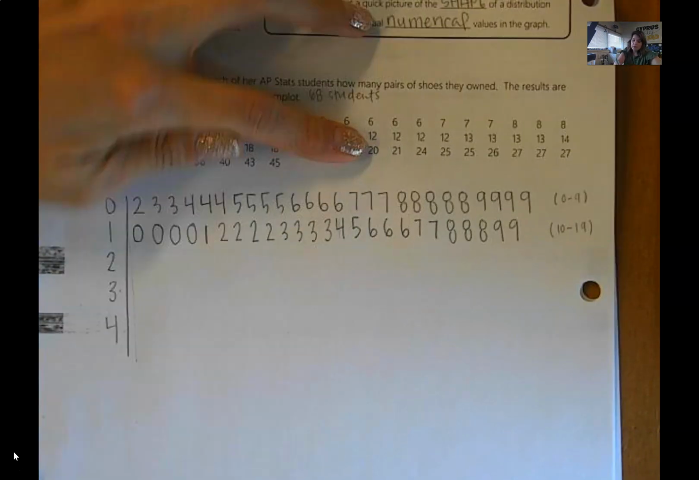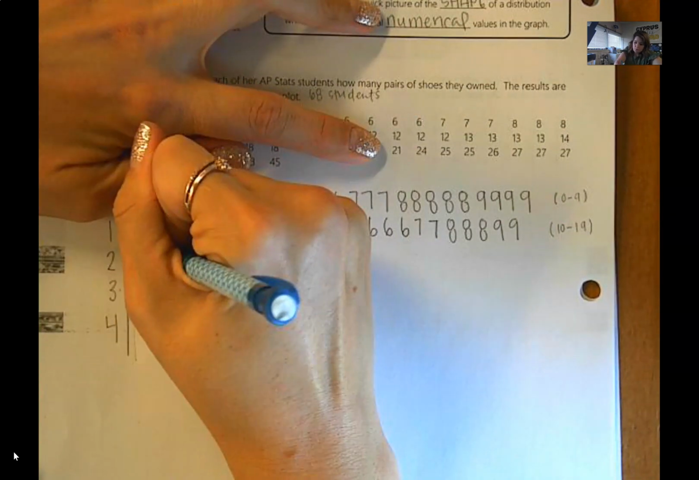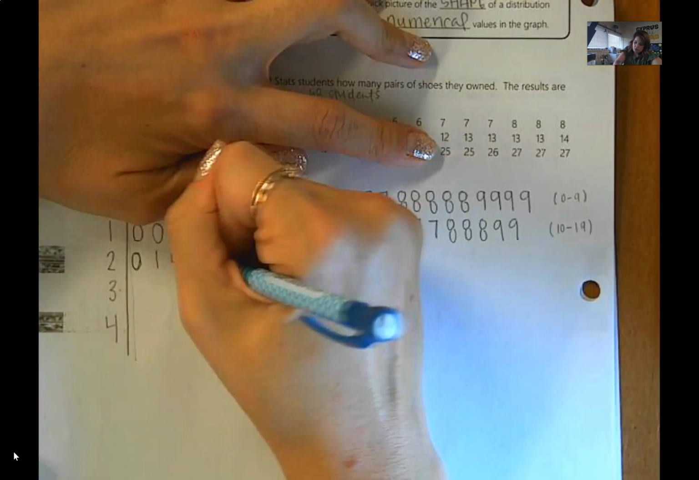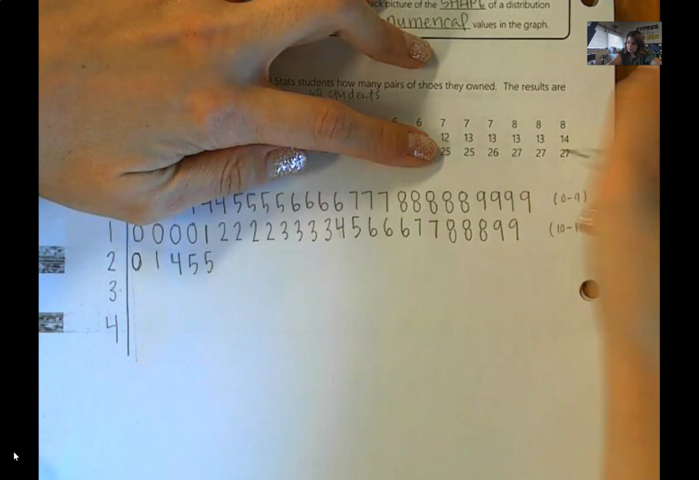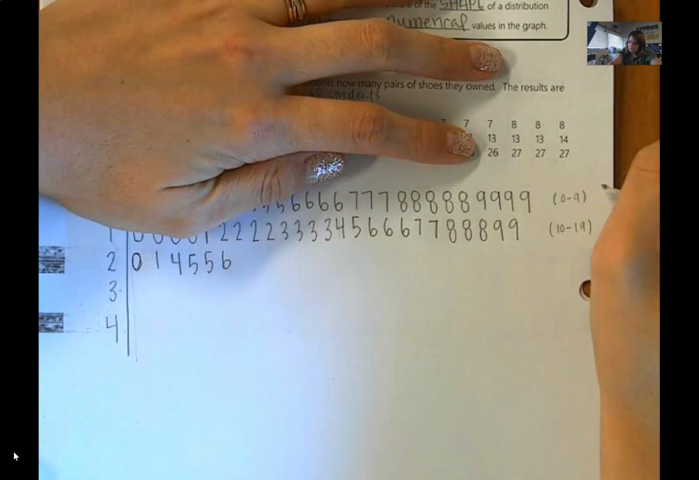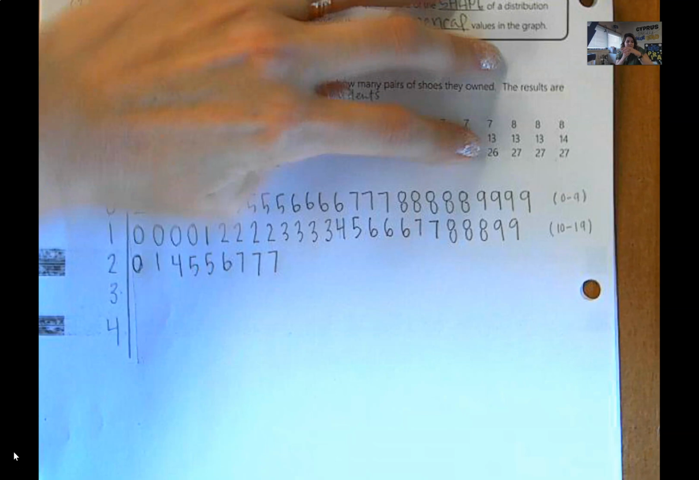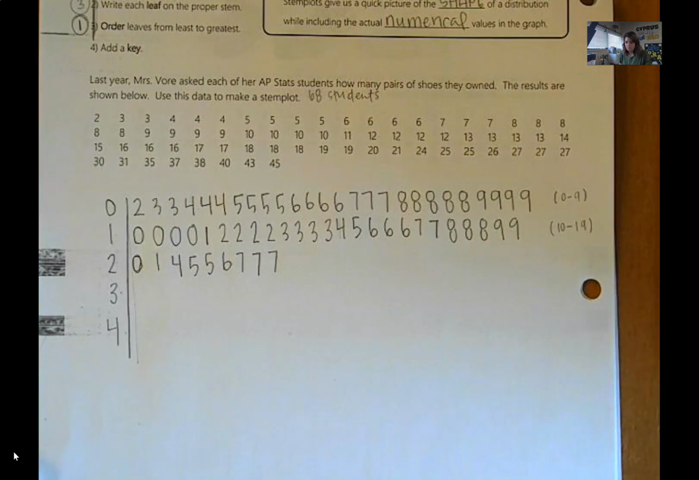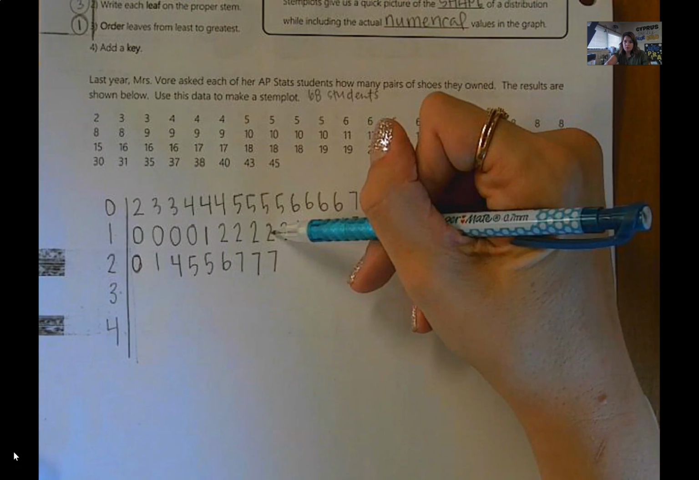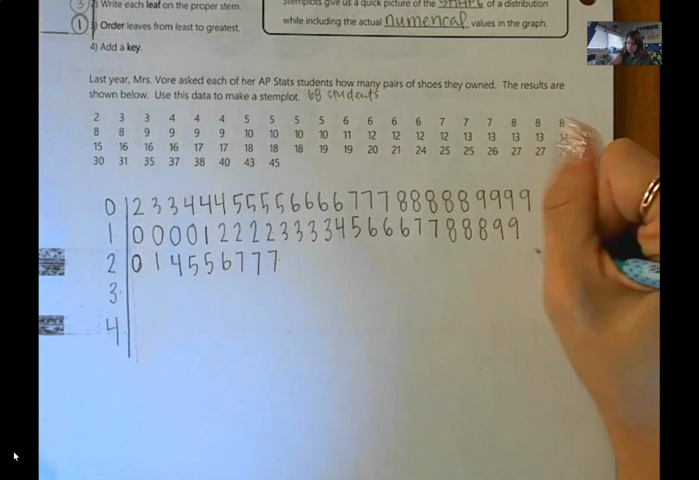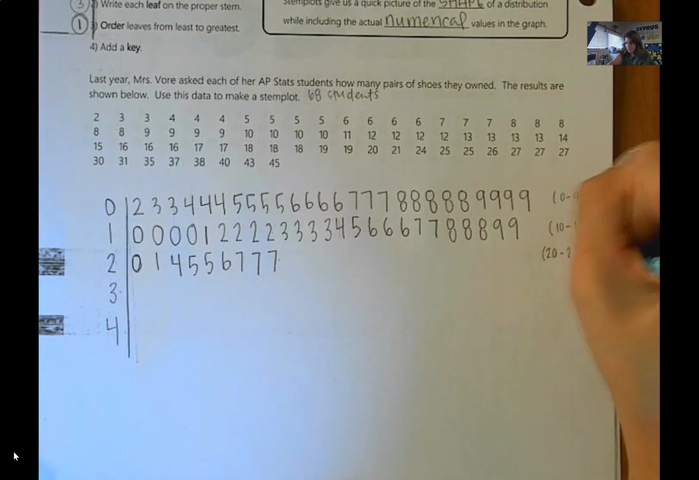Okay, now we're on to the 20s. We have 1 20. We're still lining up these digits vertically. We have a 21, we have a 24, two 25s, a 26, and three 27s. So your last two should line up with your last 7. These are the data values between 20 and 29.